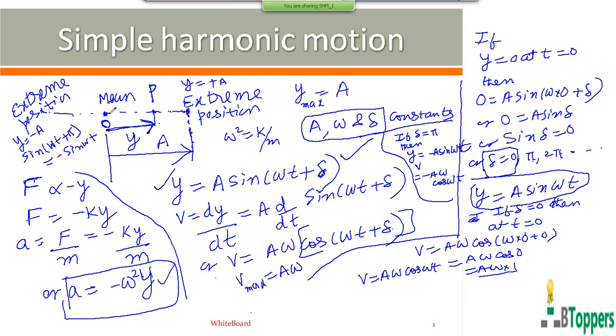In some questions, if you start counting time from the instant when the particle passes through the mean position in the negative direction, that means velocity directed in the negative direction through the mean position at the initial point. If you start counting time from the instant when the particle is initially at the mean position with the velocity directed in the negative direction, then the displacement from mean position at time t is given by y equal to minus a sin omega t.